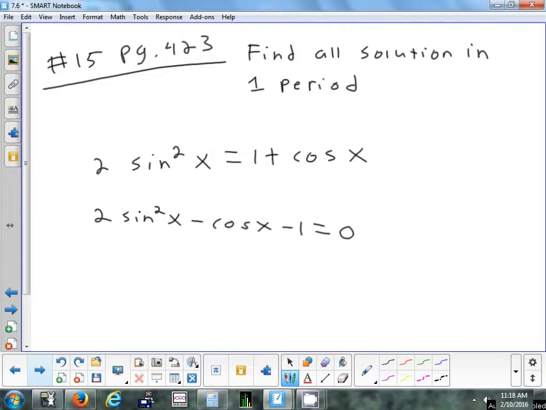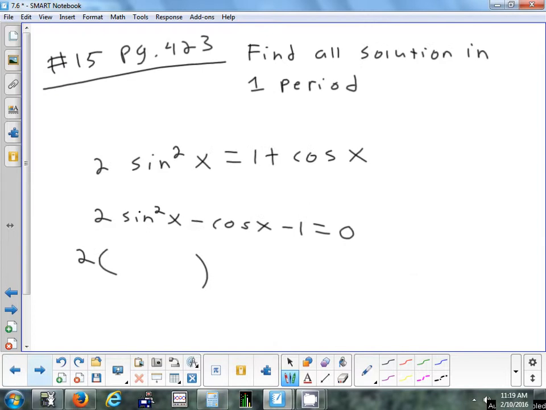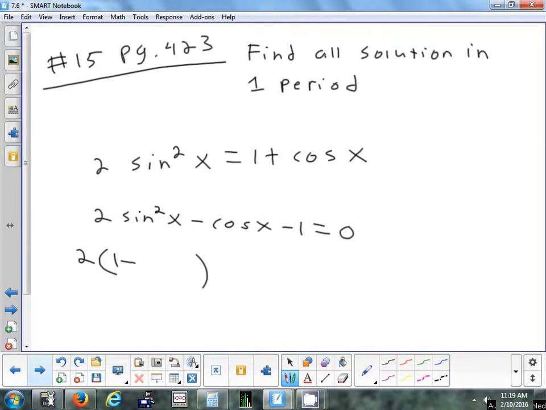Okay. What should I do next? Brian? Transfer sine squared x into its other form. Yeah. What's sine squared x? Is it cosine squared plus 1? Or is that 1 minus? 1 minus cosine squared. Yeah, we're doing it the other way. Sorry. 1 minus the cosine squared. Okay. Minus cosine x.